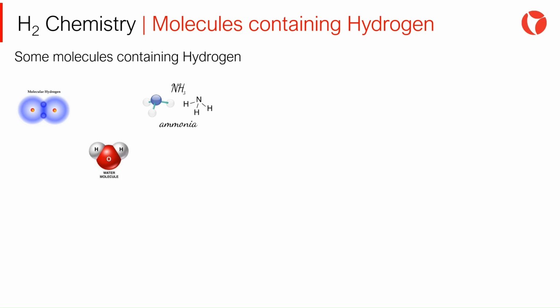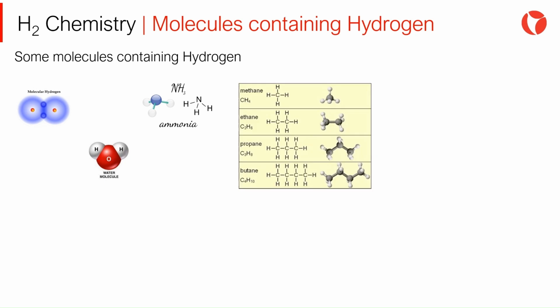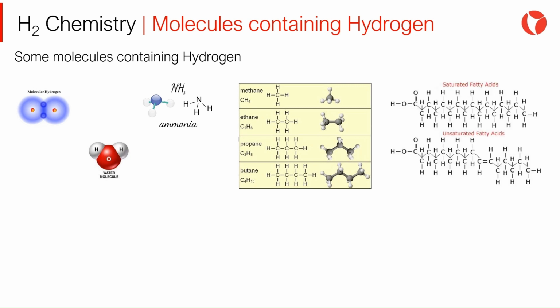Hydrogen is present in simple inorganic molecules such as water when combined with oxygen, and ammonia, in which 3 hydrogen atoms are combined with 1 nitrogen atom. It is also present in hydrocarbon chains, such as methane, or C1 because it contains a carbon atom, ethane, C2, propane, butane, etc. And of course, it's present in other organic molecules such as fatty acids.